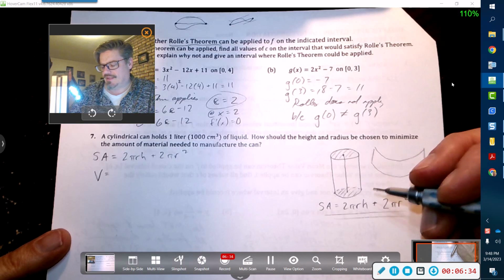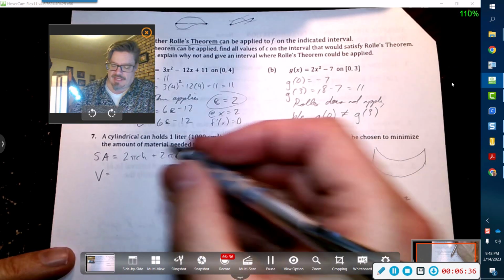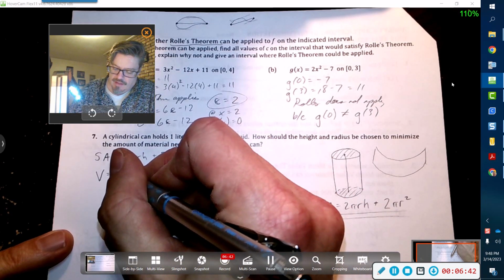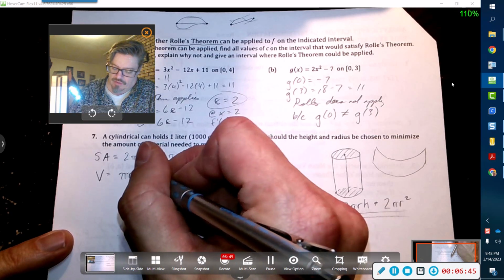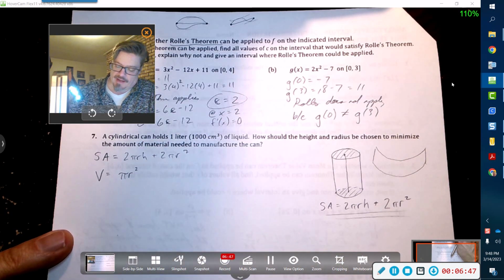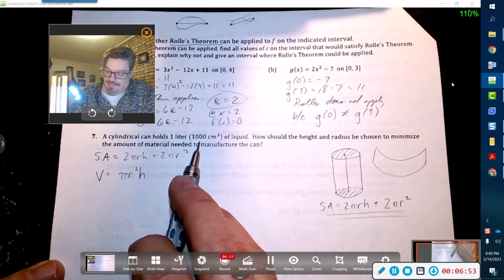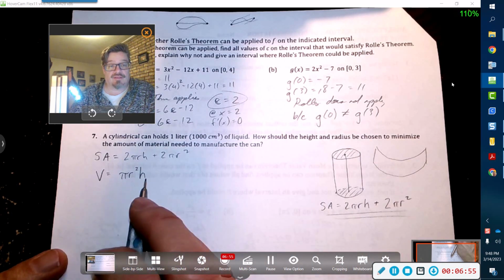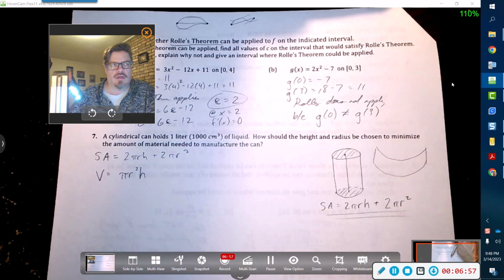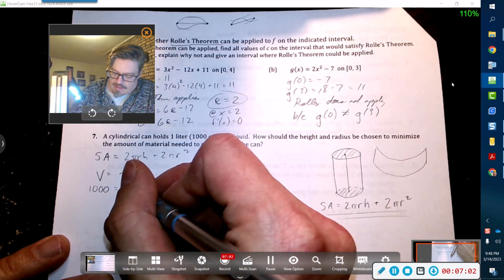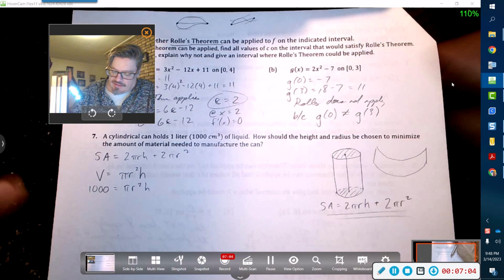The volume of this guy is going to be the area of the circle multiplied by the height. Okay, so we know that the volume is actually 1,000. So what I'm about to do is substitute for h. I think we've done one or two of these types of problems. That's 1,000 equals this. So let's go ahead and solve for h.